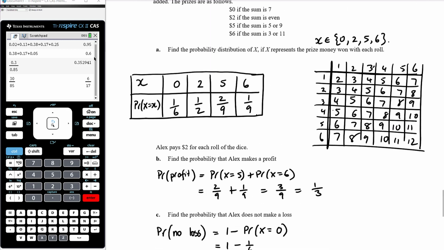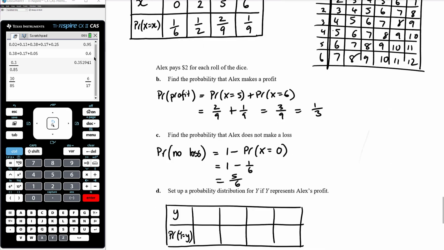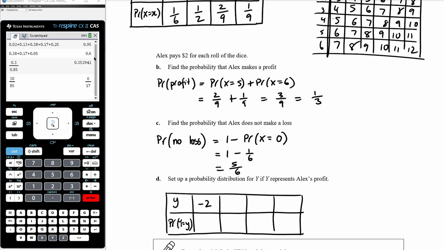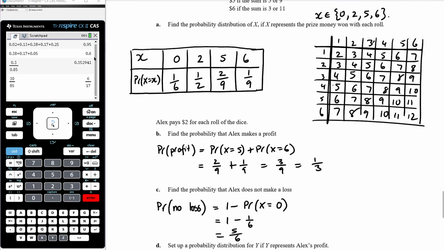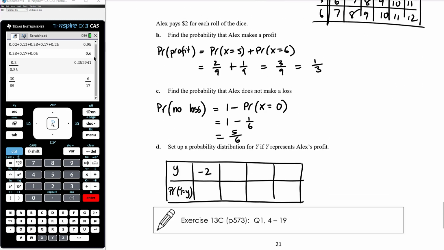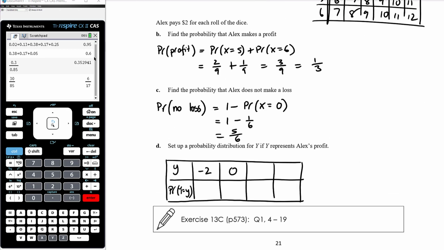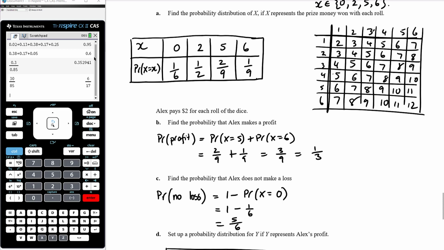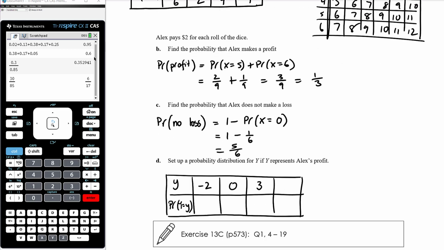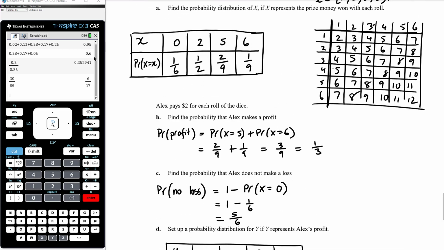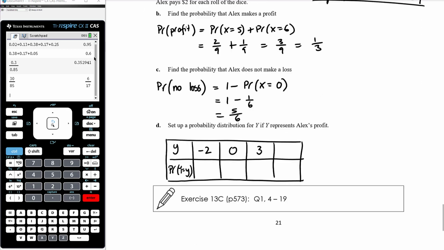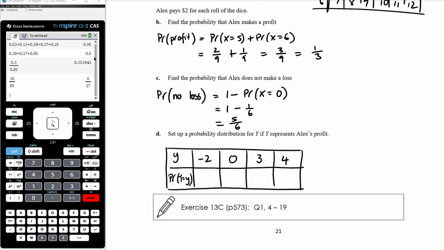Okay, so if he won a prize of $0, then his profit would actually be negative $2. If he won a prize of $2 and he paid $2, then his profit is 0. If he won a prize of $5 but he paid $2 to play, then his profit is only $3. And if he won a prize of $6 but he paid $2 to play, then his profit is $4.